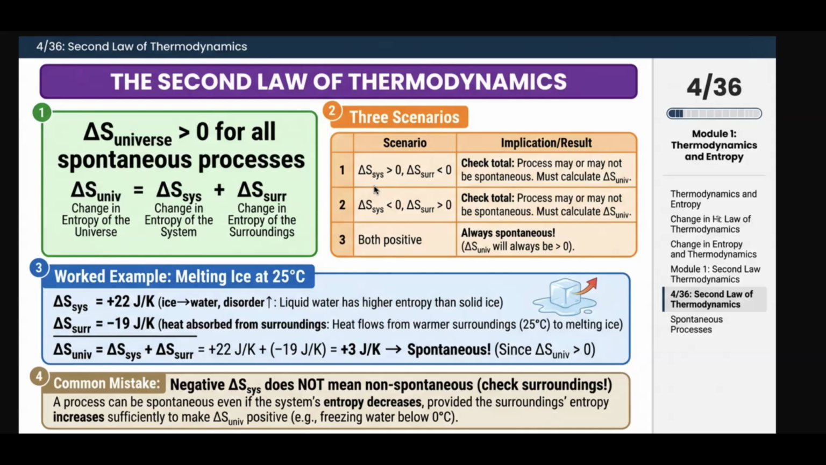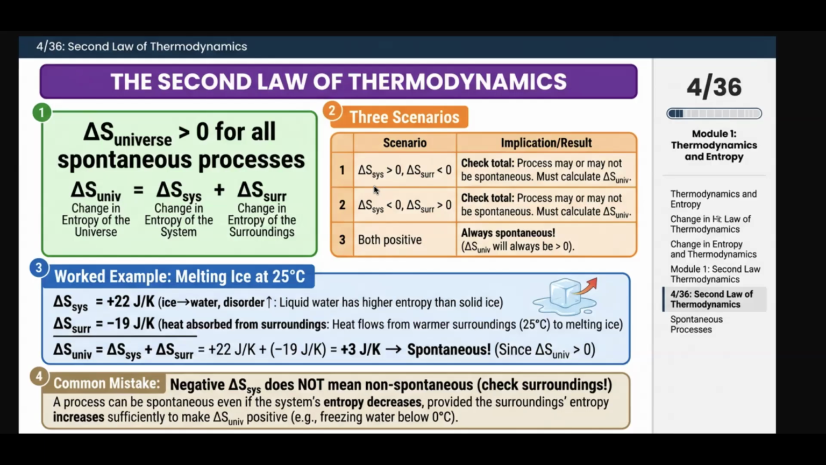The delta S of surroundings is negative. You must check the total, because if the sum is positive, it's going to happen. It's a spontaneous process. Two, delta S of the system is negative and the delta S of surroundings is positive. Again, check the total. The third case, both are positive, and this means the total is anyway going to be positive, because this is always spontaneous, because the entropy definitely increases.